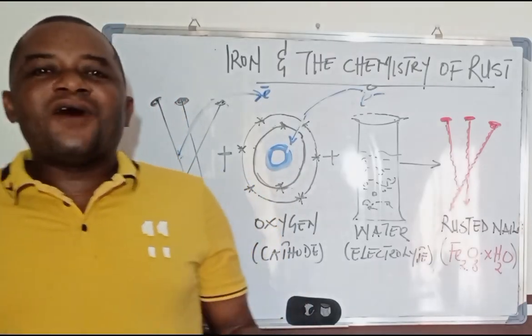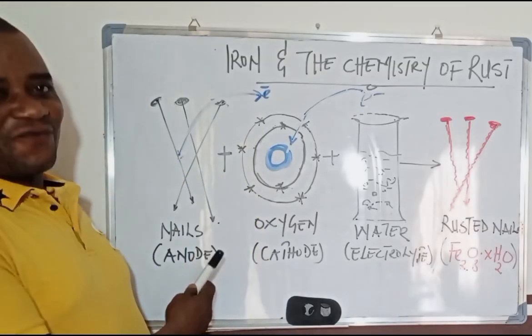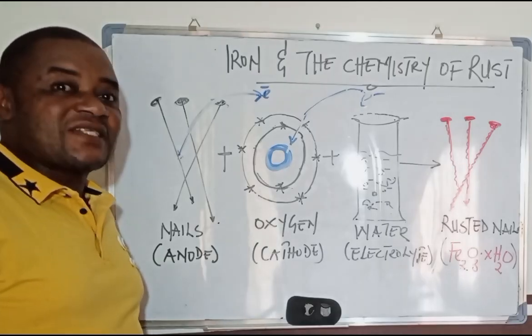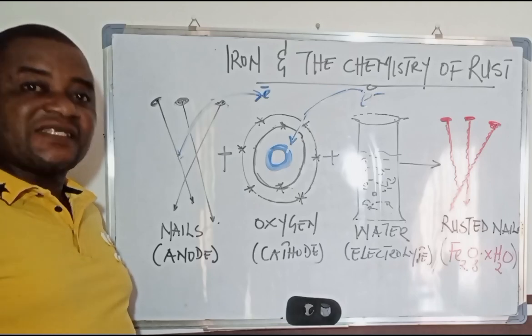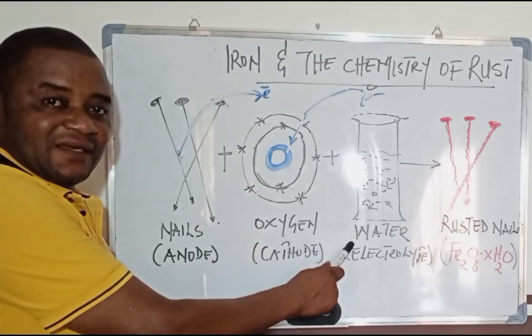Fine, but how does this rust come about? Take a look at the drawing that we have on the board. How iron rusts. The process by which iron rusts. Do you know that before iron rusts, before a metal rusts, there must be a presence of oxygen and water?